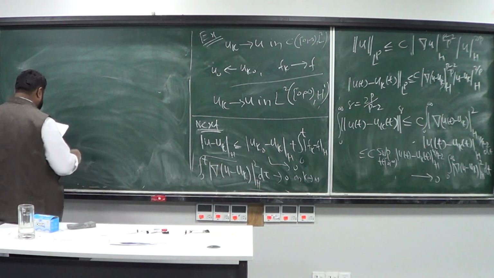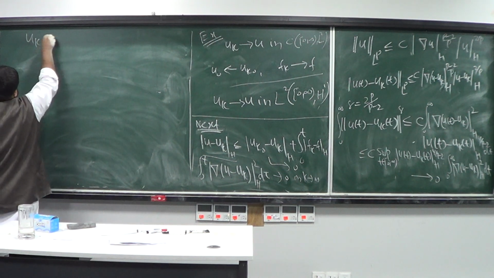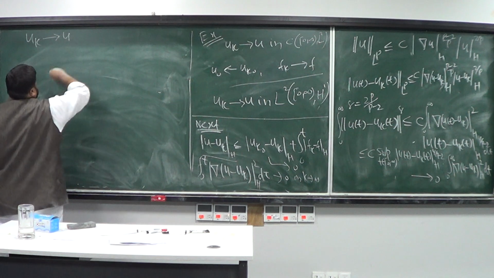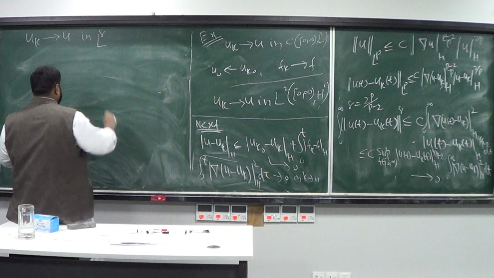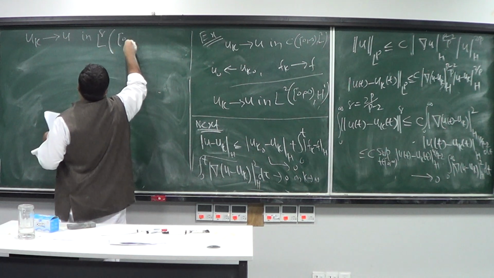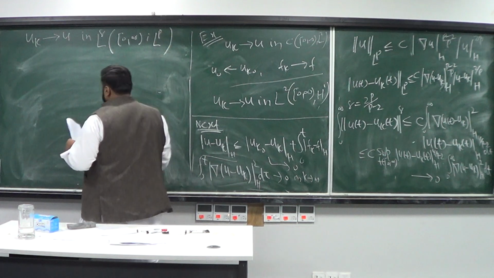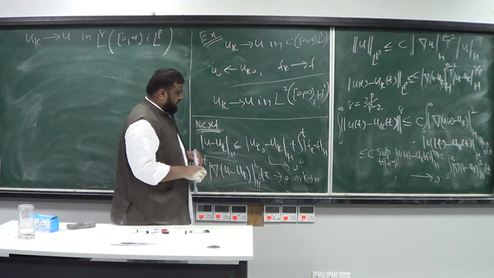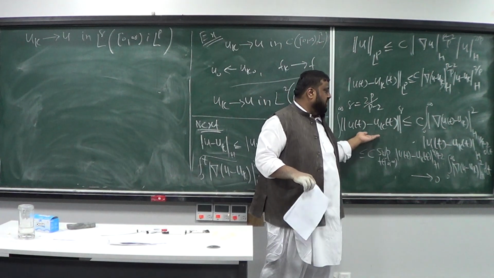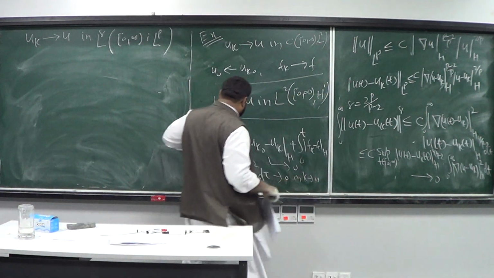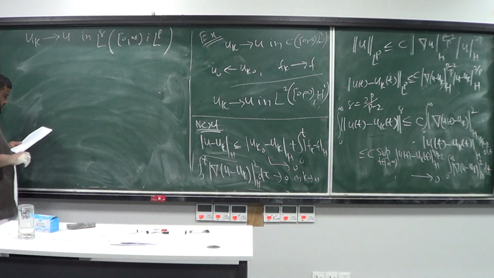Once you have this, you can put this in combination that u_k converges to u in L^q over the interval 0 to infinity with values in L^p. So this is in the L^p norm. This is precisely what I have shown, that this goes to 0 using these two convergences.